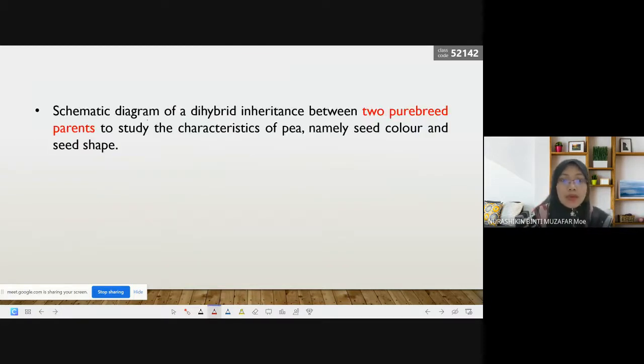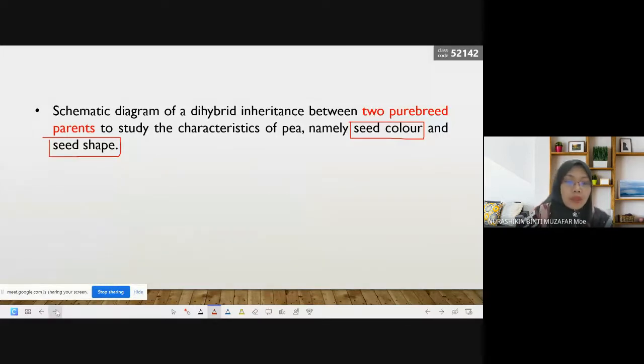So, schematic diagram of a dihybrid inheritance between two purebred parents to study the characteristics of P, namely seed color and seed shape. Today we try to cross the characteristics seed color and seed shape. Do you see we have two characteristics? In our previous class, there was only one trait, about the height or about the color of fur. But now there are two traits, showing two characteristics.